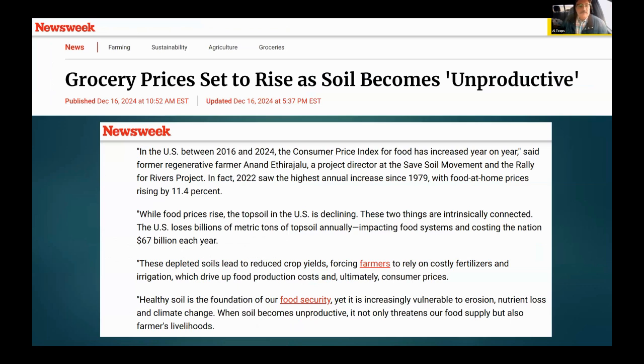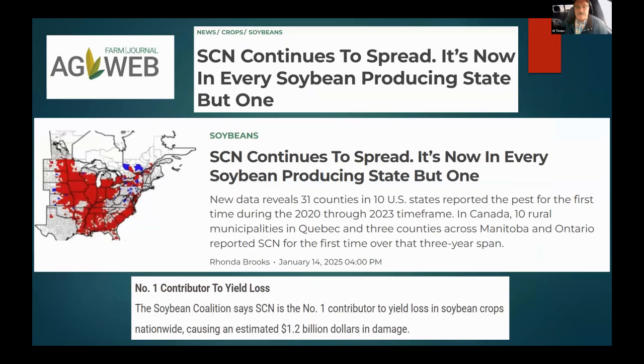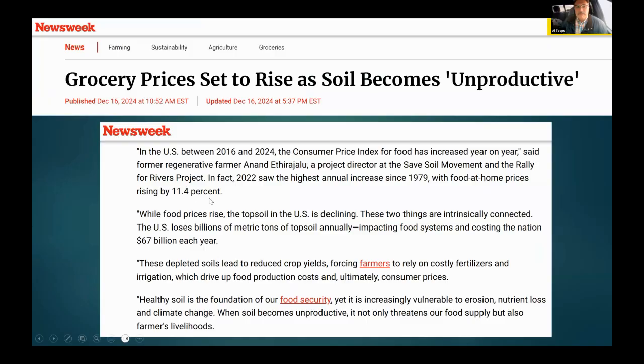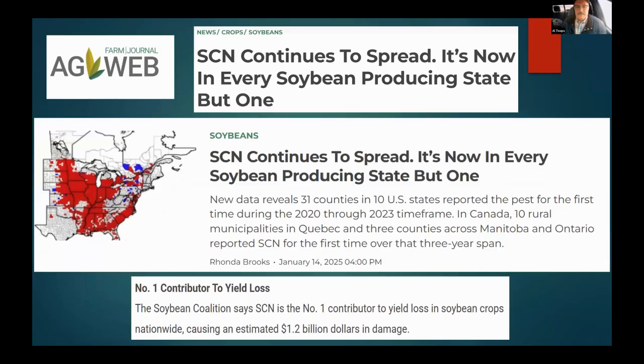I just saw this in the middle of December: Newsweek came out with an article saying that grocery prices are set to rise as more and more soils become unproductive. And what's causing this productivity issue, while we're trying to get higher yields with fertility and management of nutrition, when we really ought to be thinking about how to improve our efficiencies by building up better levels of fungi and bacteria colonies that are actually going to be doing the digestion of these nutrients.